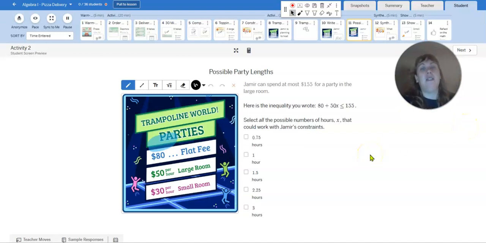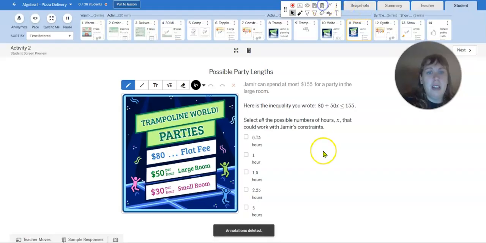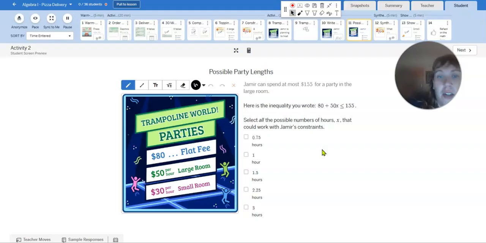We're going to take a look at slide 11. It says Jameer can spend at most $150 for a party in the larger room. And here's the inequality that we wrote on the previous slide: 80 plus 50x is less than or equal to 150. So it says select all the possible numbers of hours that could work with Jameer's constraints.